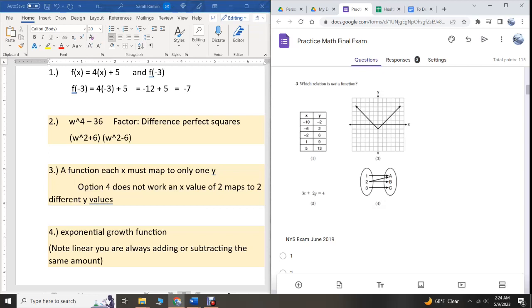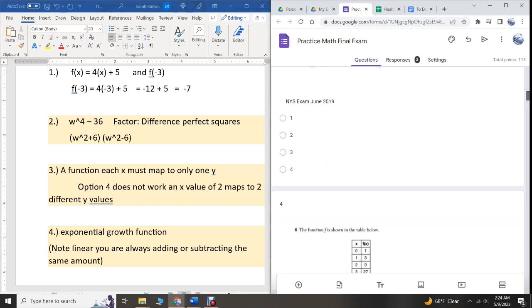Number 4, look, the value x, when x is 2, it maps to 2 different y values, a and b, and you can't have that for that to be a function. Okay, so 4 gets ruled out. This one's fine, right? You've got every x equals 1 y.